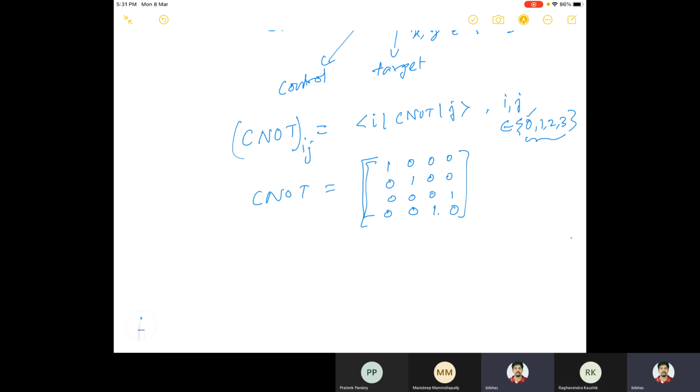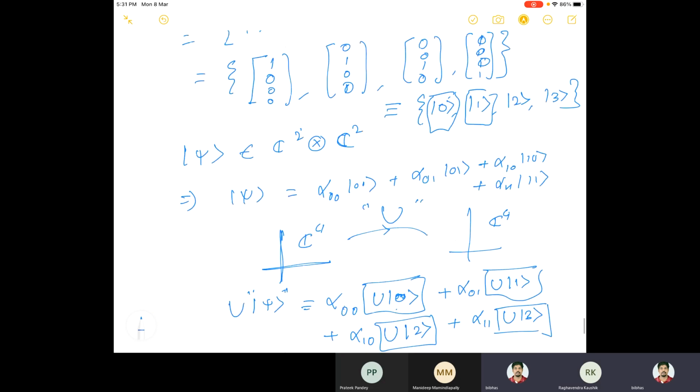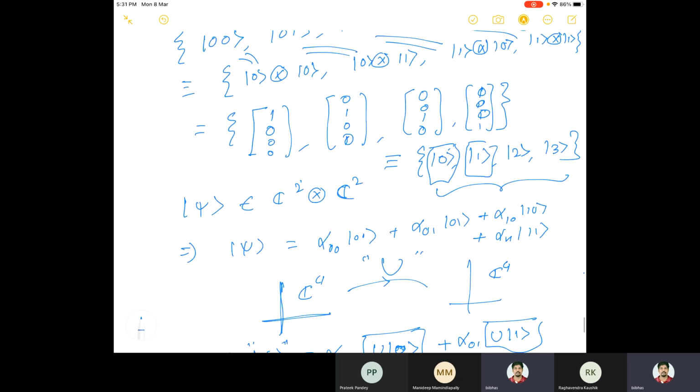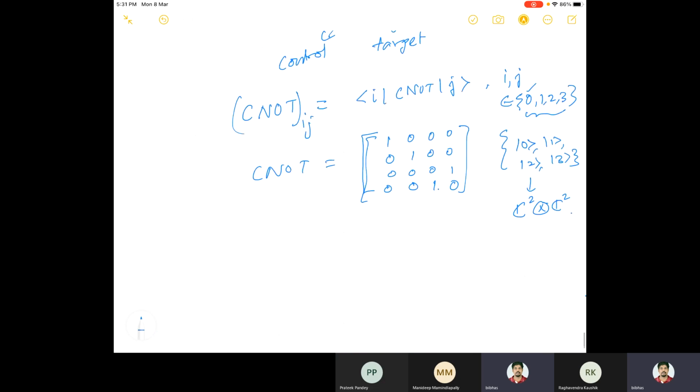i and j are 0, 1, 2, 3. So here 0, 1, 2, 3 are the basis elements of the two-qubit state. It's the two-qubit space, so this will span C squared tensor C squared, which is C to the power 4. So this 0 is not the same as the qubit 0. This 0 is basically 00, and so on. Okay, understood, sorry, I got confused.